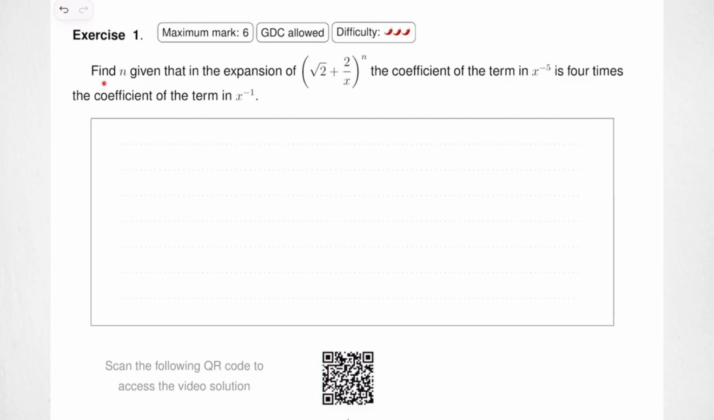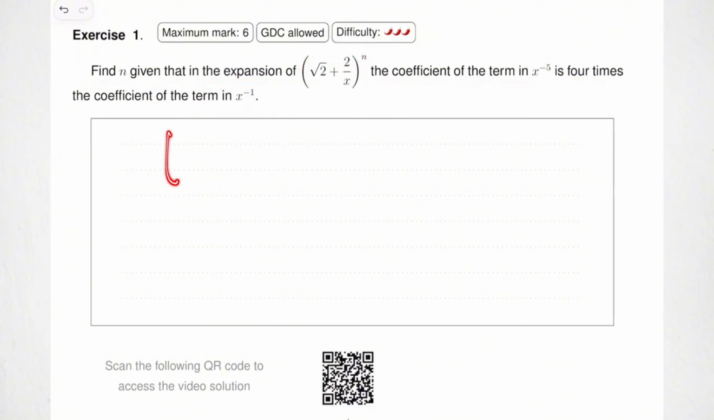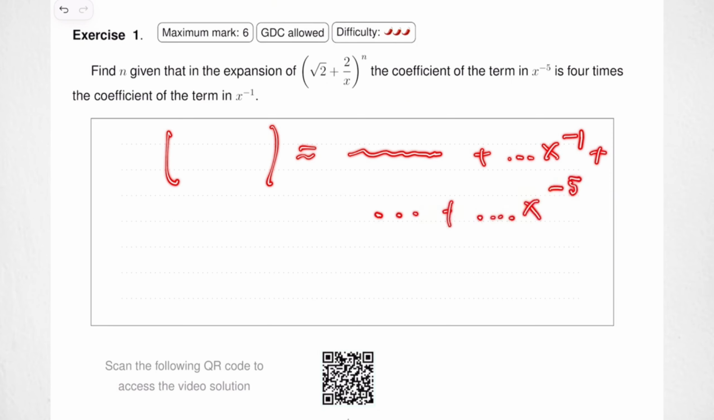So let's start with exercise number 1, one that involves a binomial expansion with an exponent which is unknown. And the most difficult types of binomial expansions usually involve that, an unknown exponent. Now, what do we have here? We need to find that specific exponent given that in the expansion of root 2 plus 2 over x to the n, the coefficient of the term in x to the negative 5 is 4 times the coefficient of the term in x to the negative 1, meaning when you do the expansion, you're going to have something x to the negative 1 and also something else x to the negative 5, and this coefficient here is 4 times this coefficient here.